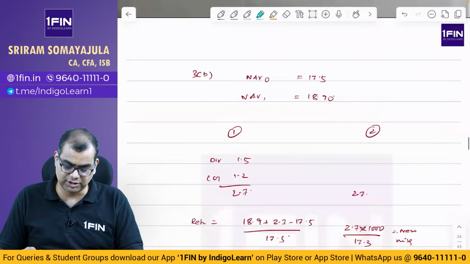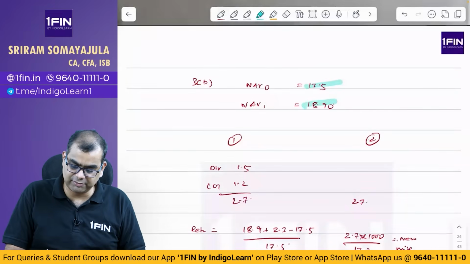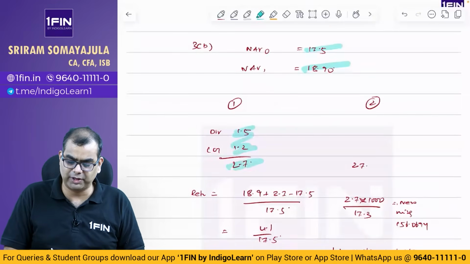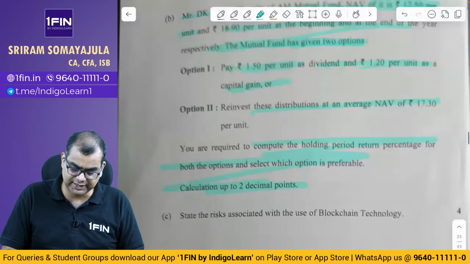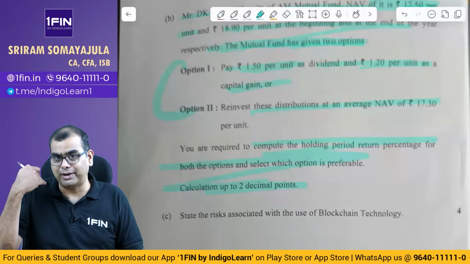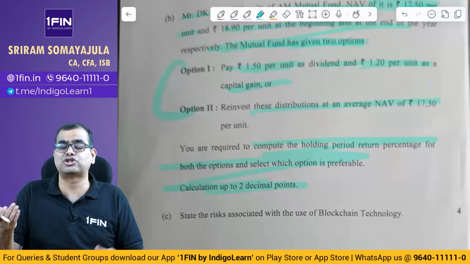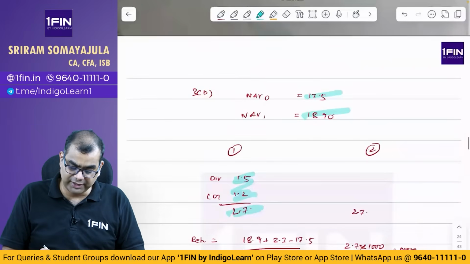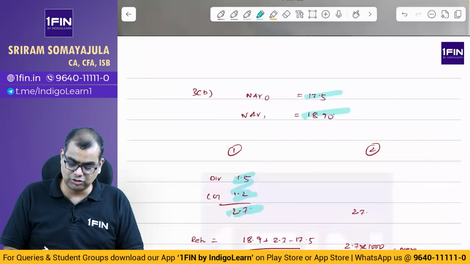Like a super simple question, boss. So opening is 17.5, closing is 18.9. What is capital gain plus dividend? 2.7 under both scenarios. So under both of them, the money that you're supposed to get is the same, 1.5 plus 1.2, which is 2.7. But in one case, you'll actually get it in hand. So 18.9 plus 2.7, closing NAV plus your dividend, minus 17.5.